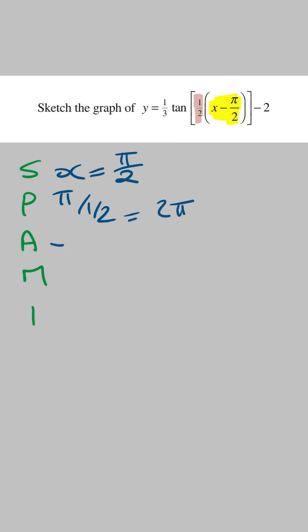M is the mean position. The mean position is going to be the line y is equal to the constant that's outside the tan function, and so this is going to be the line y is equal to minus 2. And I is for intervals. This is going to be the period divided by 4. The period is 2 pi, and so this is going to be 2 pi on 4. Simplifying this is going to be pi on 2. And so our quadrants are going to be pi on 2 units apart.